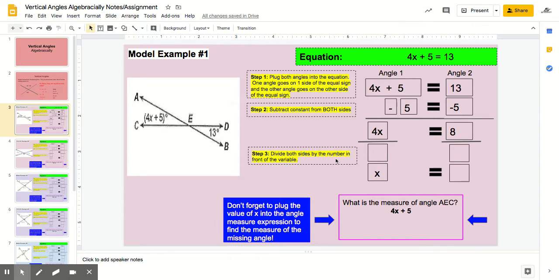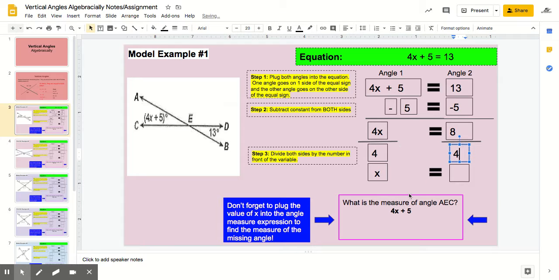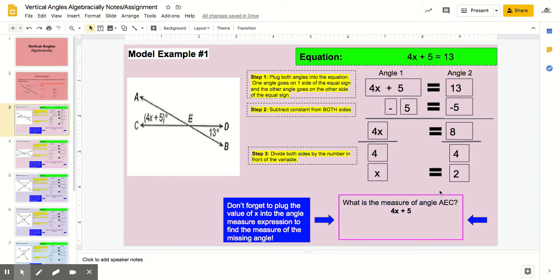Okay, now I'm up to my last step, which is to divide both sides by the number in front of the variable. Well, the number in front of the variable is 4, so I am dividing both sides of my equation by 4. 4x divided by 4 is x, and 8 divided by 4 is 2. So we solved our equation. We know x is equal to 2.